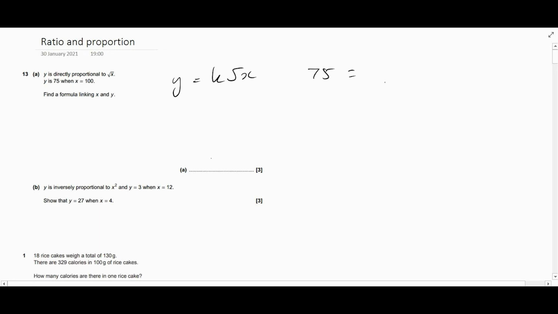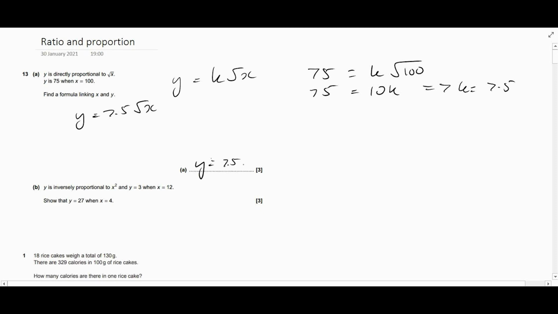75 is equal to k root 100, which in this case is 75 is equal to 10k, obviously root 100 is 10. This gives us the value of k to be equal to 7.5, 75 over 10. And that's the formula linking x and y, which was initially defined as y is equal to k root x. It's just y is equal to 7.5 root x, seeing as we've actually found what k is. So y is equal to 7.5 root x.